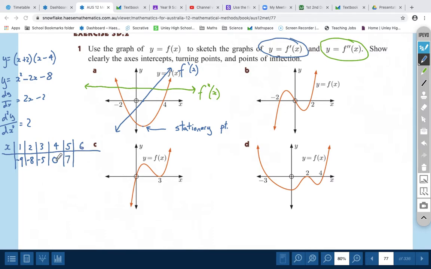Now this should be, that's gone plus 7. The next one should go plus 9, so it should be 16. Let's check it. 6 squared is 36, minus 12, minus 2 sixes. That gets us down to 24. 24 minus 8 is 16. Good. So those were the y values in a table of values.